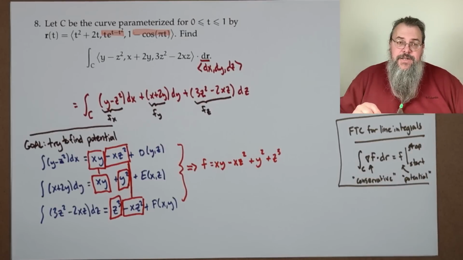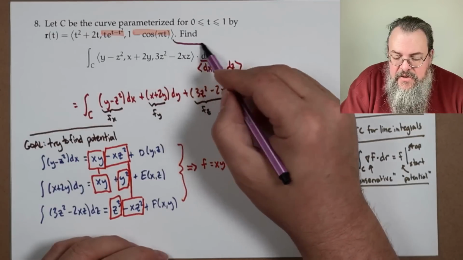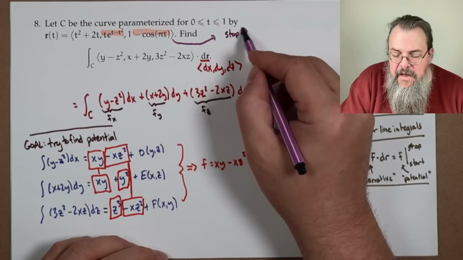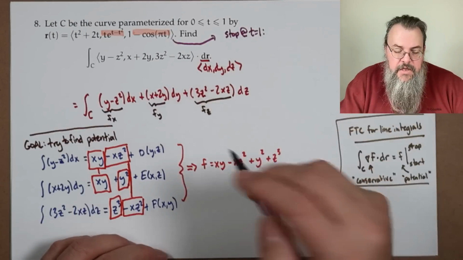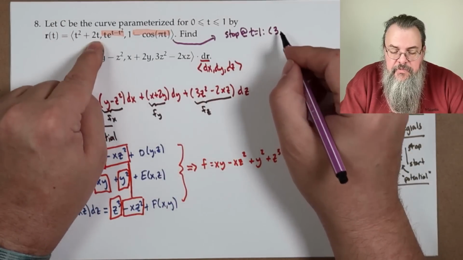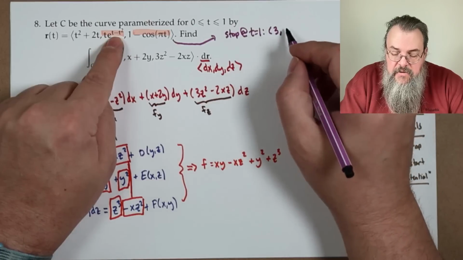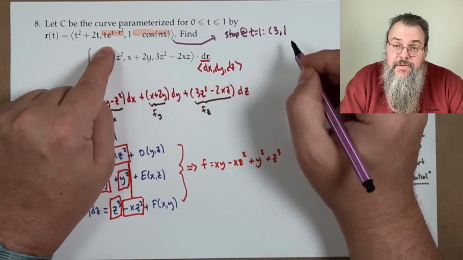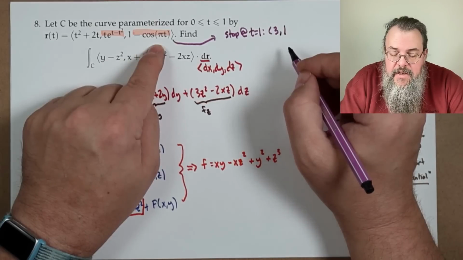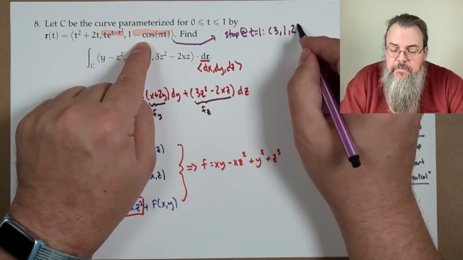So let's come back to our curve. We need to find our start and our stop. And so we stop at time t equals 1. Plug in 1. 1 plus 2 is 3. 1 times e to the 0 is 1, because e to the 0 is 1. 1 minus cosine of pi. Cosine of pi is minus 1. So 1 minus minus 1 is 2.